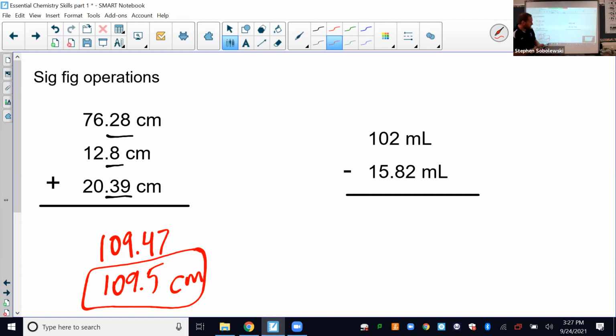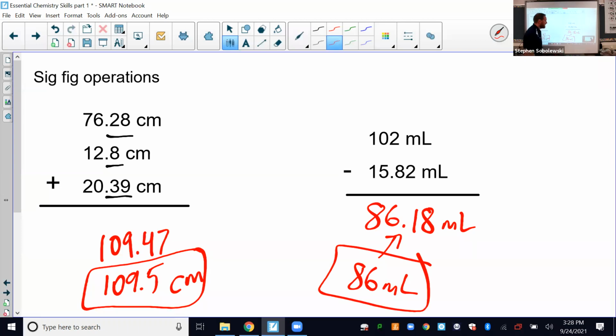Over here, 102 minus 15.82. Calculator tells me 86.18. My unit is milliliters. But I am limited not to sig figs, I'm limited to places. The top number is rounded to what place? The ones place, also known as 0 decimal places. The bottom number, 2 decimal places or the hundredths place. Which one is the poorer quality measurement? The ones place. I have to round this number to the nearest ones place, 86 milliliters. See there, technically I lost a sig fig, but again, I don't think of this in terms of sig figs when we add or subtract.